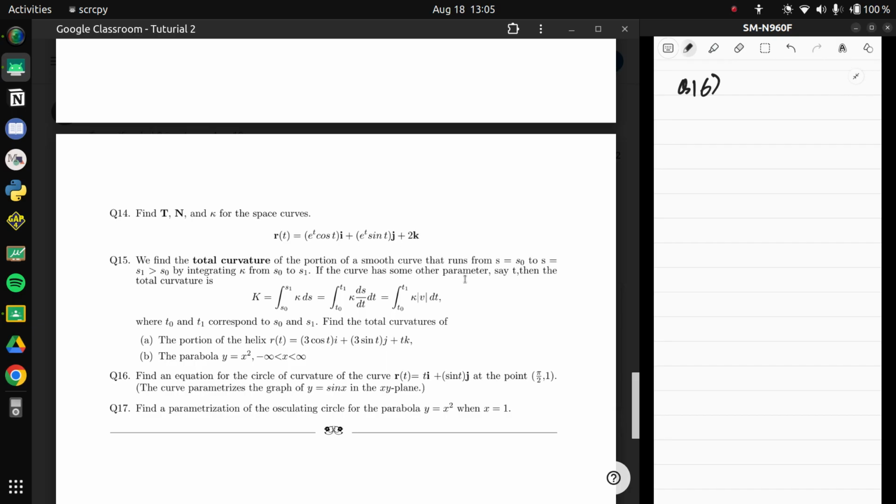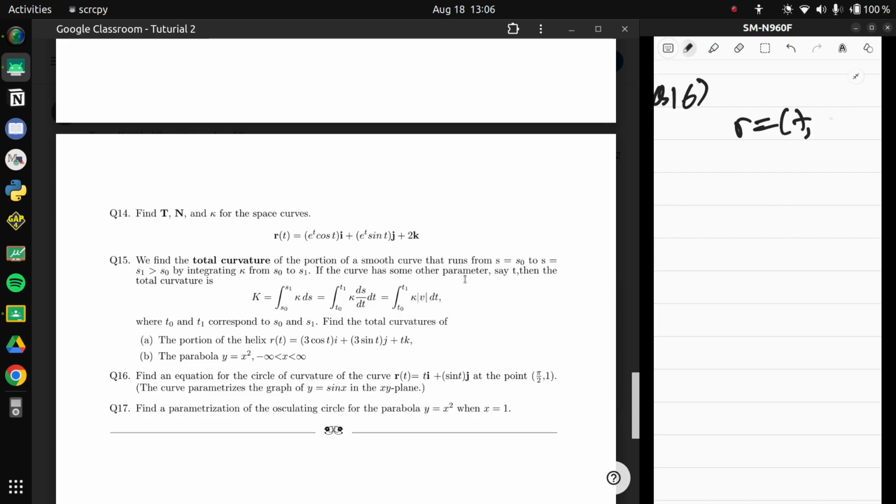Find an equation for the circle of curvature. So find the equation for the circle of curvature of this curve. Circle of curvature, okay, fine. r of t, at some point. Just figure out what r dash is and all that. So r is (t, sin t). r dash will just be (1, cos t).